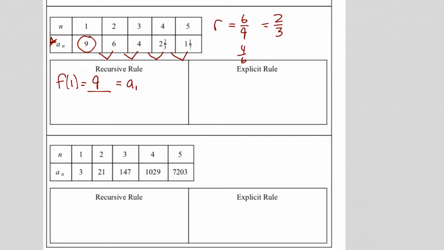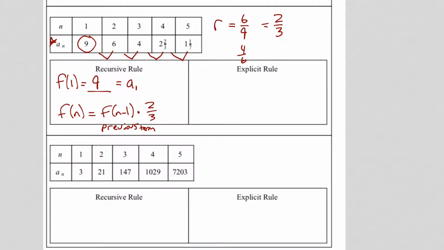So we found f of 1, it's 9. And then we have to write the formula. f of n is equal to f of n minus 1 times whatever r is. And remember, this just stands for previous term. So r is 2/3. And you're done for the recursive rule, right? If you have the first term and you know the rule, the next term will be 9 times 2/3, which winds up being 6.